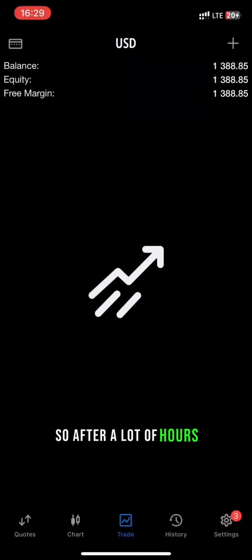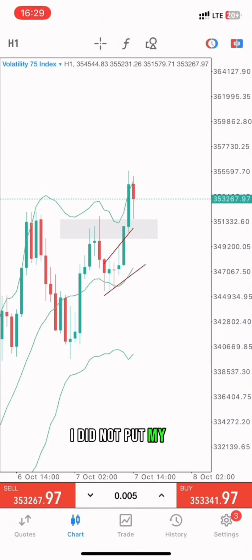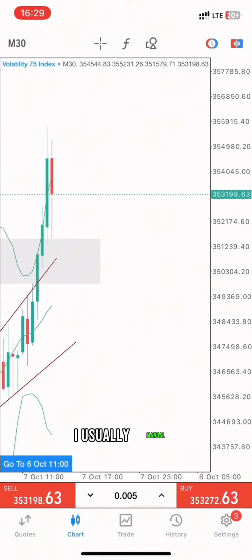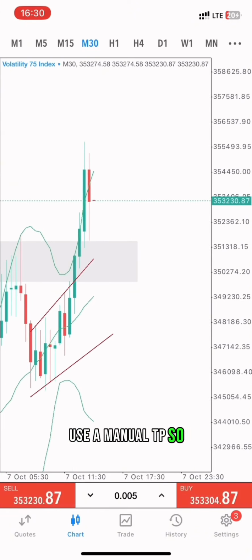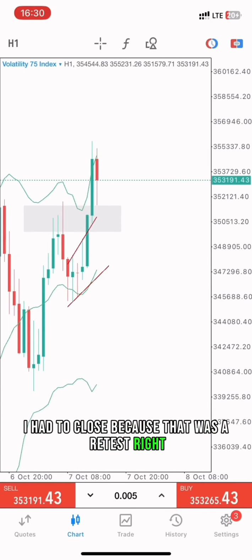So after a lot of hours, you see it has finally retested and gone down. I did not put my TP. I usually use a manual TP, so I had to close because that was a retest, right? When you get profit, you get profit. There's no need to be greedy.